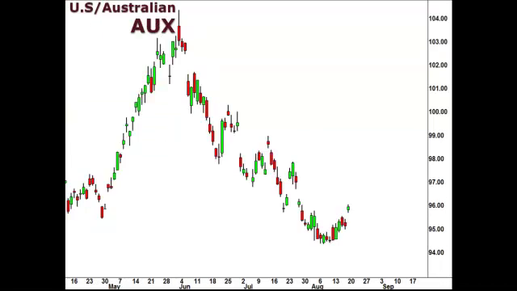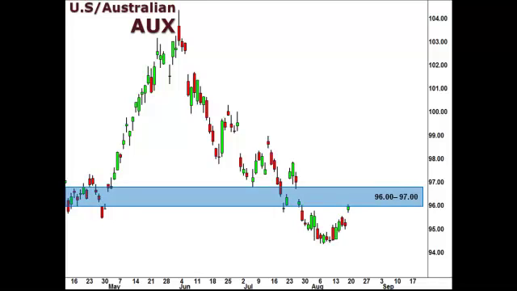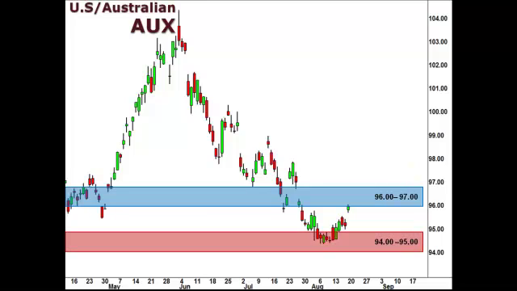Let's take a look at the AUX, the US dollar versus the Australian dollar. Well, the AUX bounced higher last week and is now testing resistance at 96. A follow through above 96 and a consolidation above this level opens the window for a continuation higher. 94.95 remains a strong support, and rejection at 96 lends credibility to a retest.